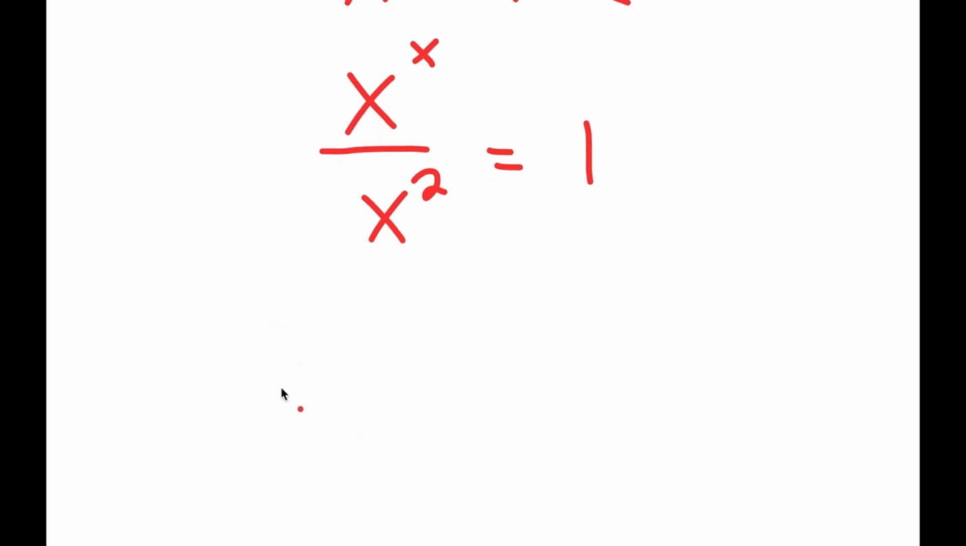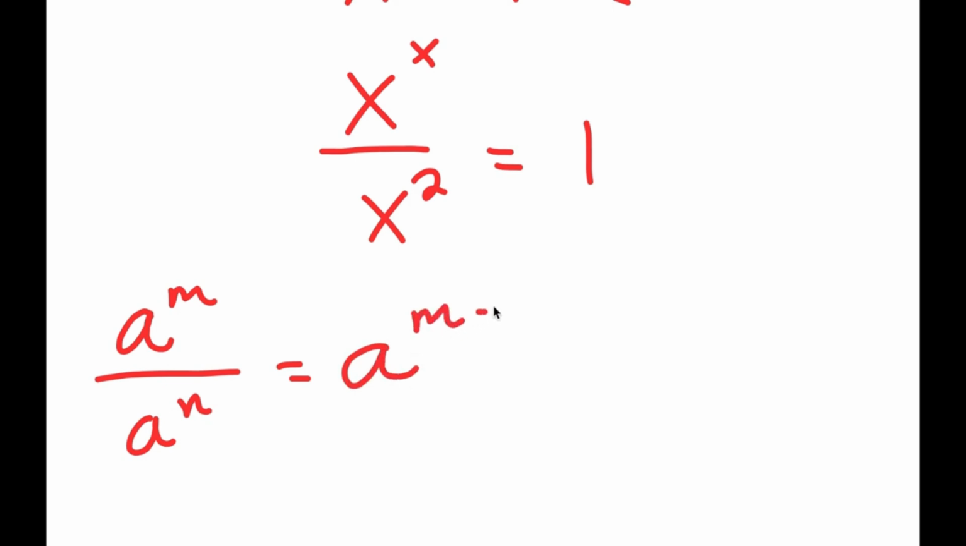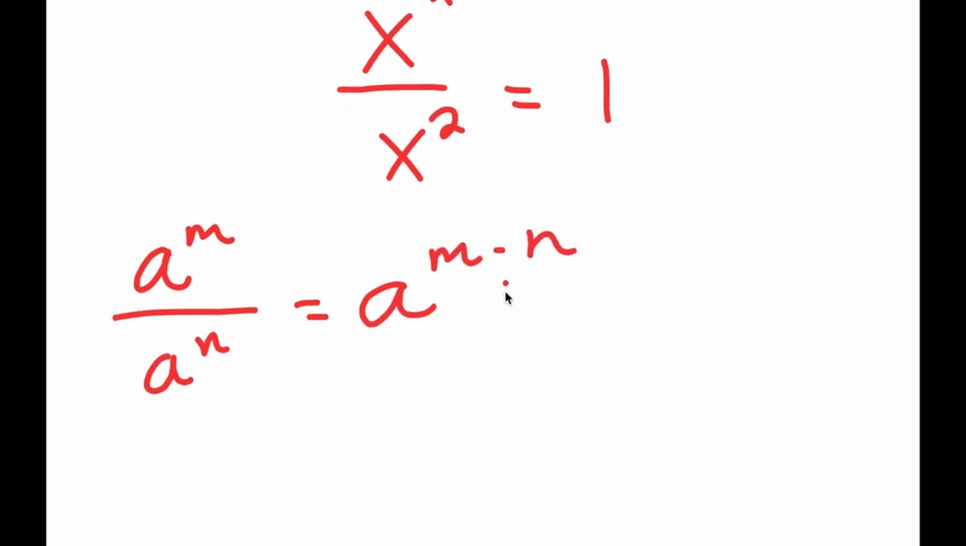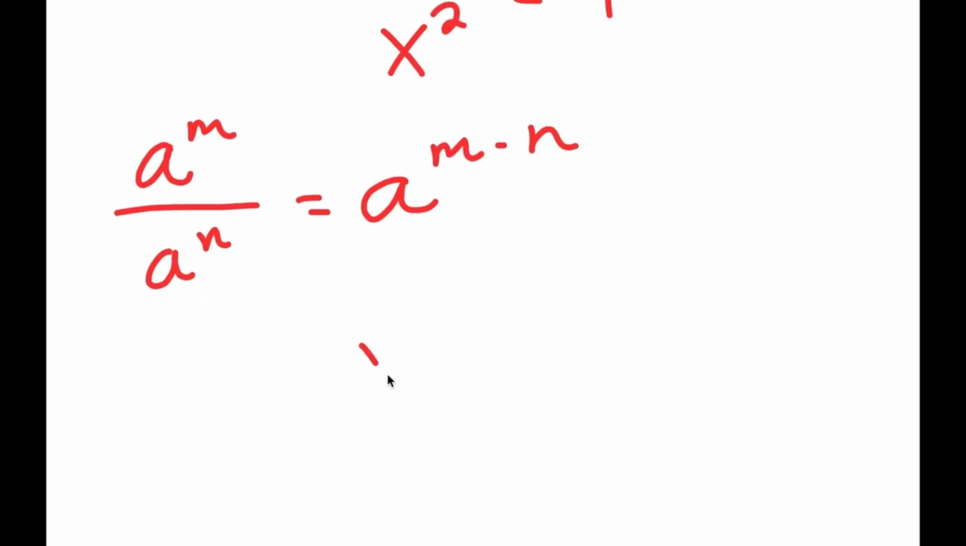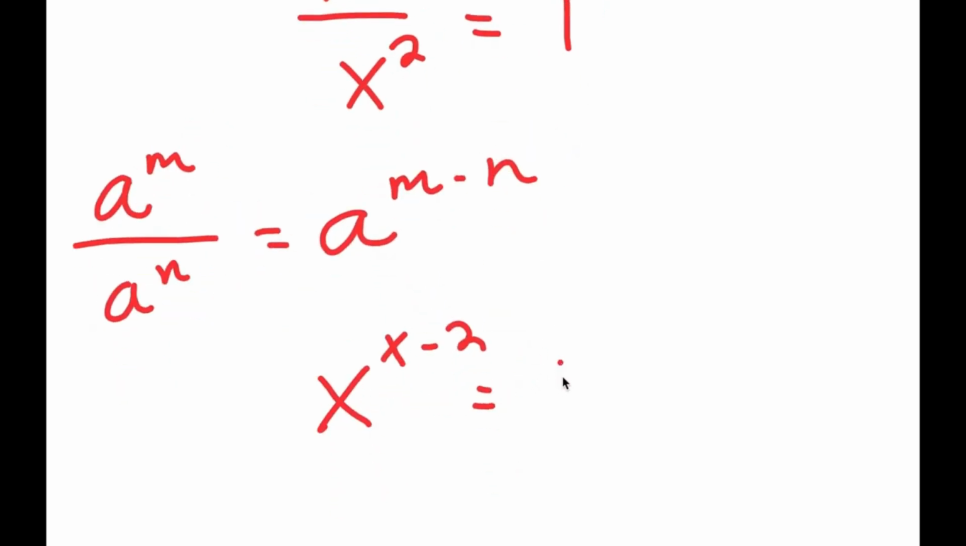Now, if I have something in the form a to the power of m over a to the power of n, make sure to remember this property because this is a very important property of exponents. If I have a to the power of m over a to the power of n, this is equal to a to the power of m minus n. So x to the power of x over x to the power of 2 is equal to x to the power of x minus 2, and this is equal to 1.